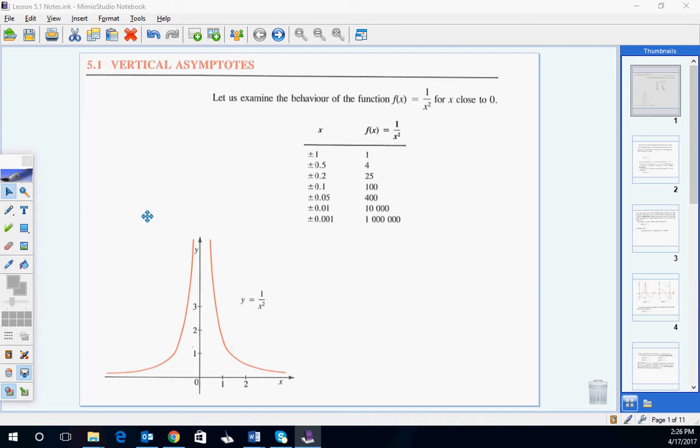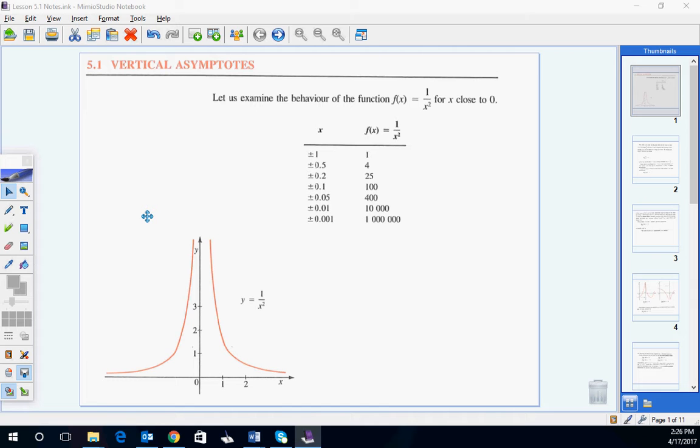5.1 vertical asymptotes. So just look at the picture first, staying basic. Let us examine the behavior of the function 1 over x squared. We know that 1 over x squared has an asymptote at 0 based on Math 20, because 0 on the bottom is not allowed. So you can see the graph avoids that.